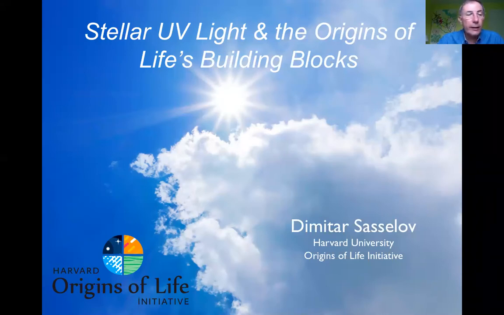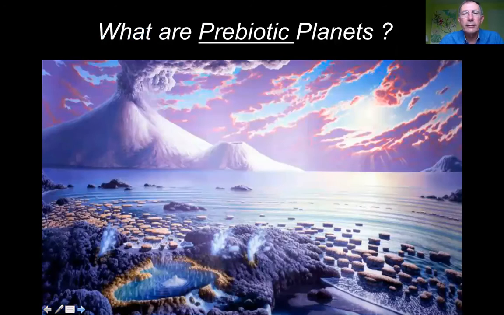However, even today, I have some new and interesting results to report about the topic, which is how does stellar UV light help or participate in the origins of the building blocks of life. And the first question, of course, is that must be happening in the prebiotic period. And we have to understand the stellar UV light as well as the environment in the prebiotic time, the prebiotic planet, whether it's early Earth or any other exoplanet that we'll call prebiotic.